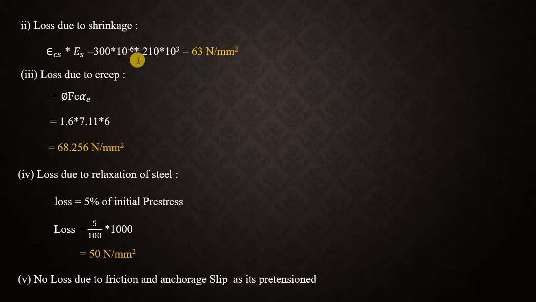300 into 10 power minus 6 into Young's modulus of steel, that is also given. If we multiply it, we will get 63 Newton per mm square.